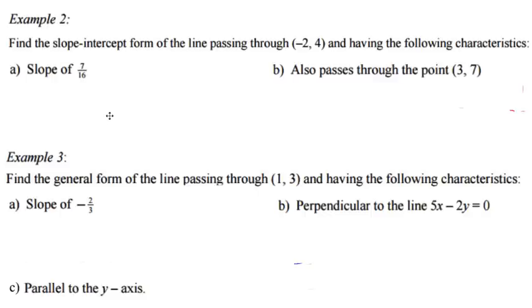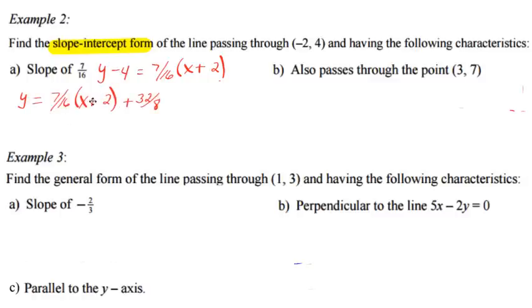Example 2: find the slope-intercept form of the line that passes through the point (negative 2, 4) and has a slope of 7/16. Well, for the slope-intercept form, we're going to start with the point-slope form, which is here, but then we need to solve it for y. So remember, on this page, all of our answers will be in slope-intercept form, y equals mx plus b. So let's go ahead and solve this. We need to distribute the 7/16, and then we need to add the 4.